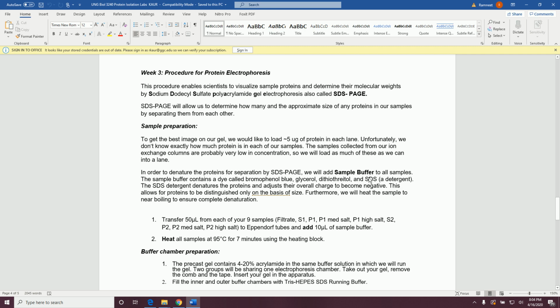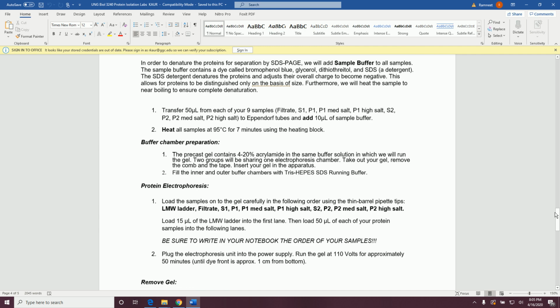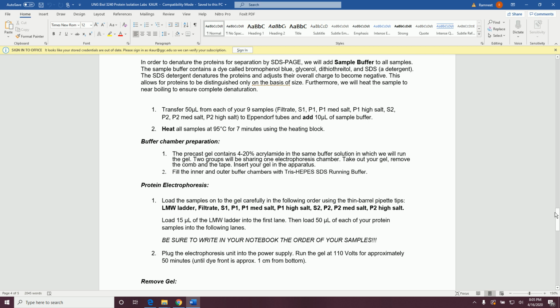And SDS is a detergent. SDS is there in the gel also, and in the sample buffer too. Basically SDS denatures the proteins. We mix these samples and heat them on a heating block for 5 to 7 minutes. Heating again helps in the denaturation of the proteins. This is the way we prepare the samples, and then we load them on the gel.